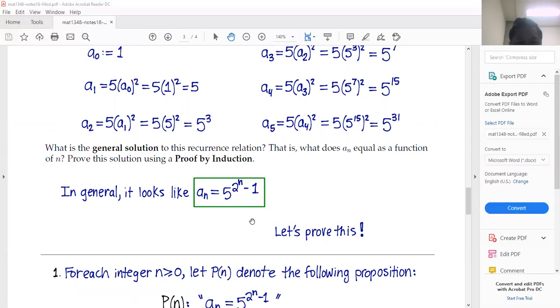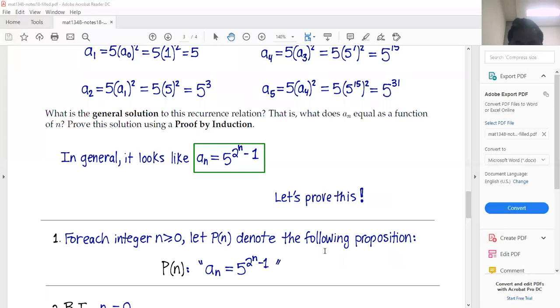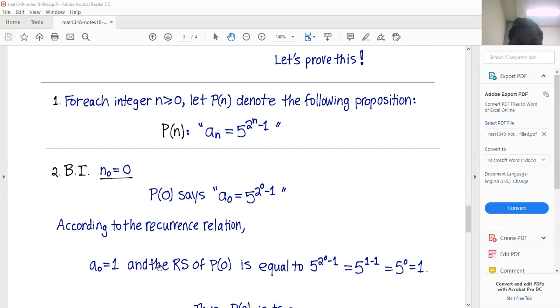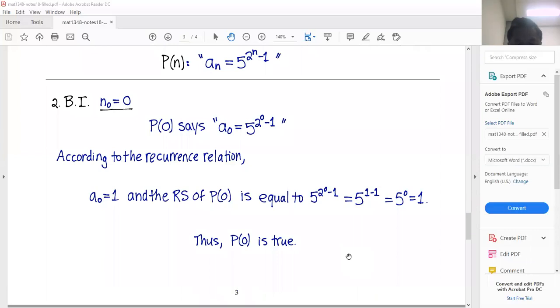Let's prove this. For each n greater than or equal to 0, let P(n) denote the following proposition. So when n0 is 0, we can do it. When a0 is 1, the right side equals the left side. So P0 is true.